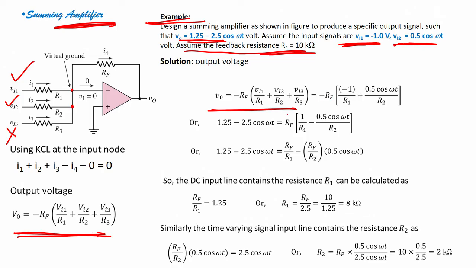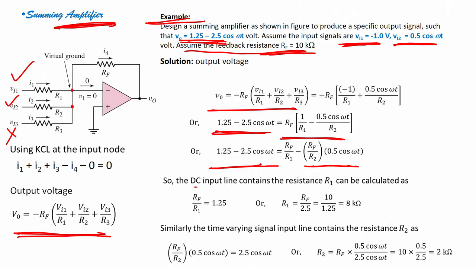So, minus RF remains as it is. Here, Vi1 is minus 1 volt divided by R1 plus Vi2, which is 0.5 cos omega t by R2, right. Now, VO is given as 1.25 minus 2.5 cos omega t equals RF into this value. If I further solve it, I have 1.25 minus 2.5 cos omega t equals RF by R1 minus RF by R2 into 0.5 cos omega t.